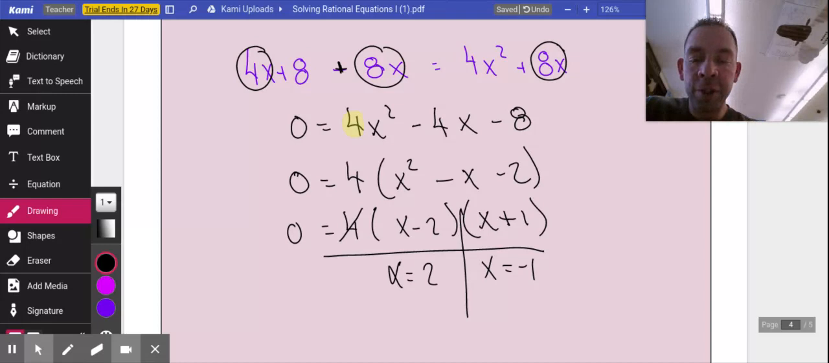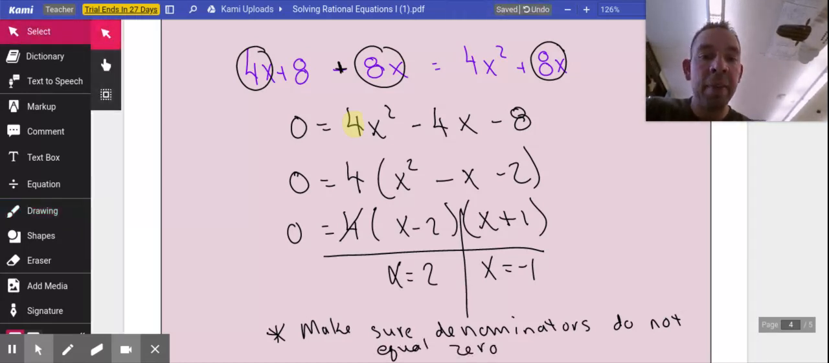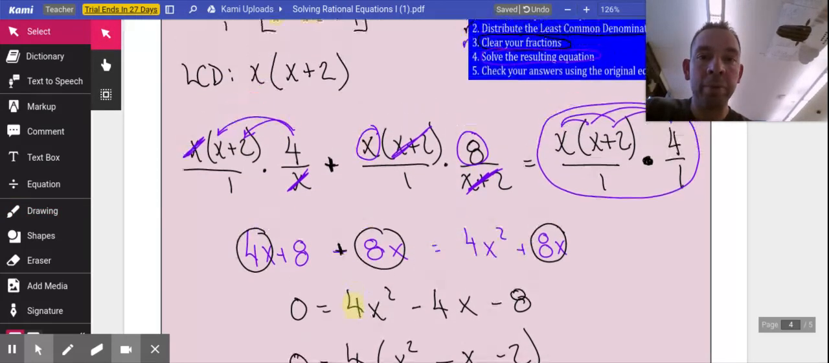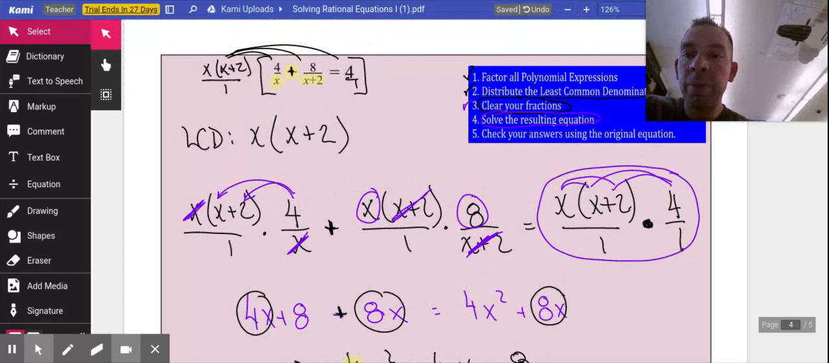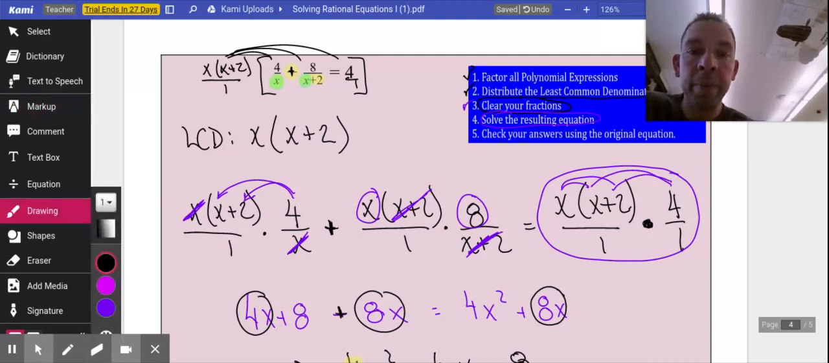Now, one thing you want to make sure is, let's write this in our notebooks, make sure the denominators do not equal 0. Okay, and what I mean by that is if you go back up to the original. So for instance, we were talking about the domain of these rational functions in an earlier video. What you want to do is make sure, we'll say this x cannot equal 0, and this x right here cannot equal negative 2. X cannot equal 0. X cannot equal negative 2.